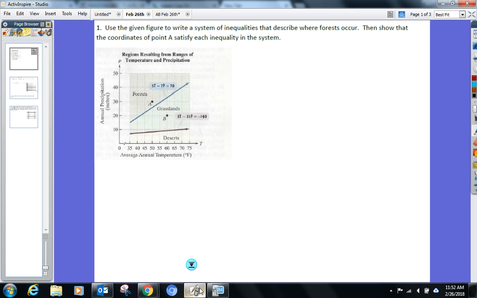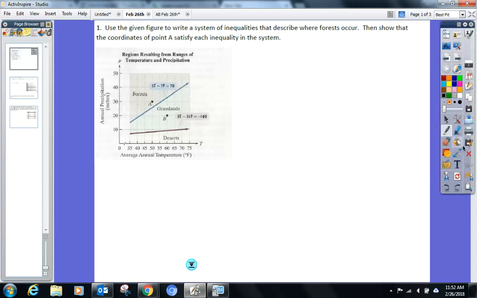I want point A to be a part of my solution. So I want the shaded regions to overlap right here where point A is. Can you come up with the two inequalities on your own? All right, so here's what I want right now. And don't do this on your paper. Don't make a mess. Shade.